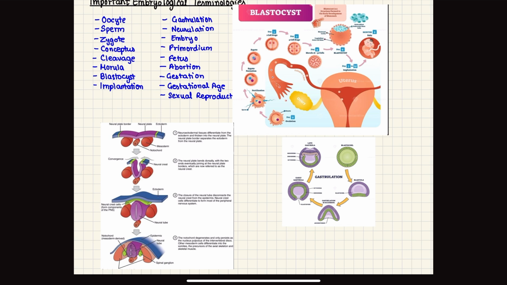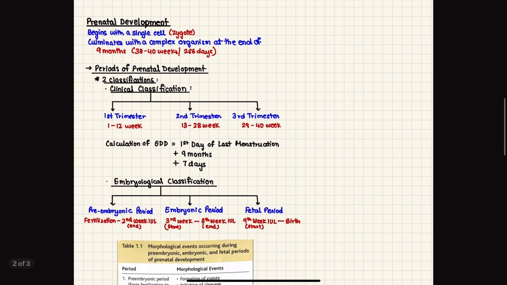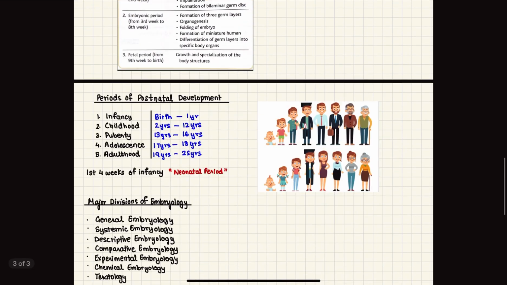Then we have embryo. It is a developing human from the conception to the 8th week in the uterus, my bad. You can see this embryonic period. So from here, this period is called an embryo.